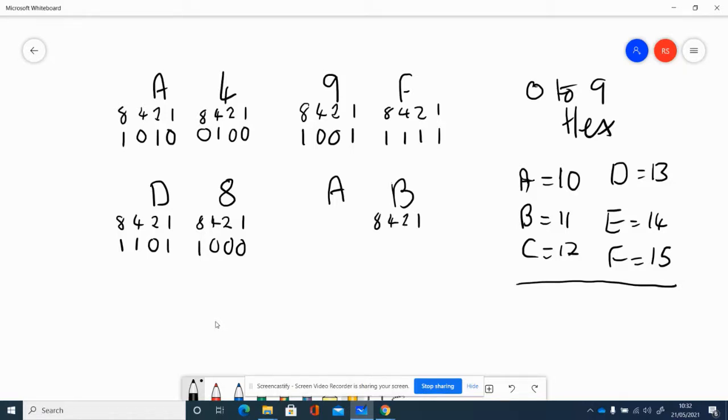B, if I look up, is 11. And that looks like that: an 8 and a 2 and a 1. And A is 10. And so that's an 8 and a 2. So 1 0 1 0 1 0 1 1 is the actual answer to that. So hopefully you got all those correct.